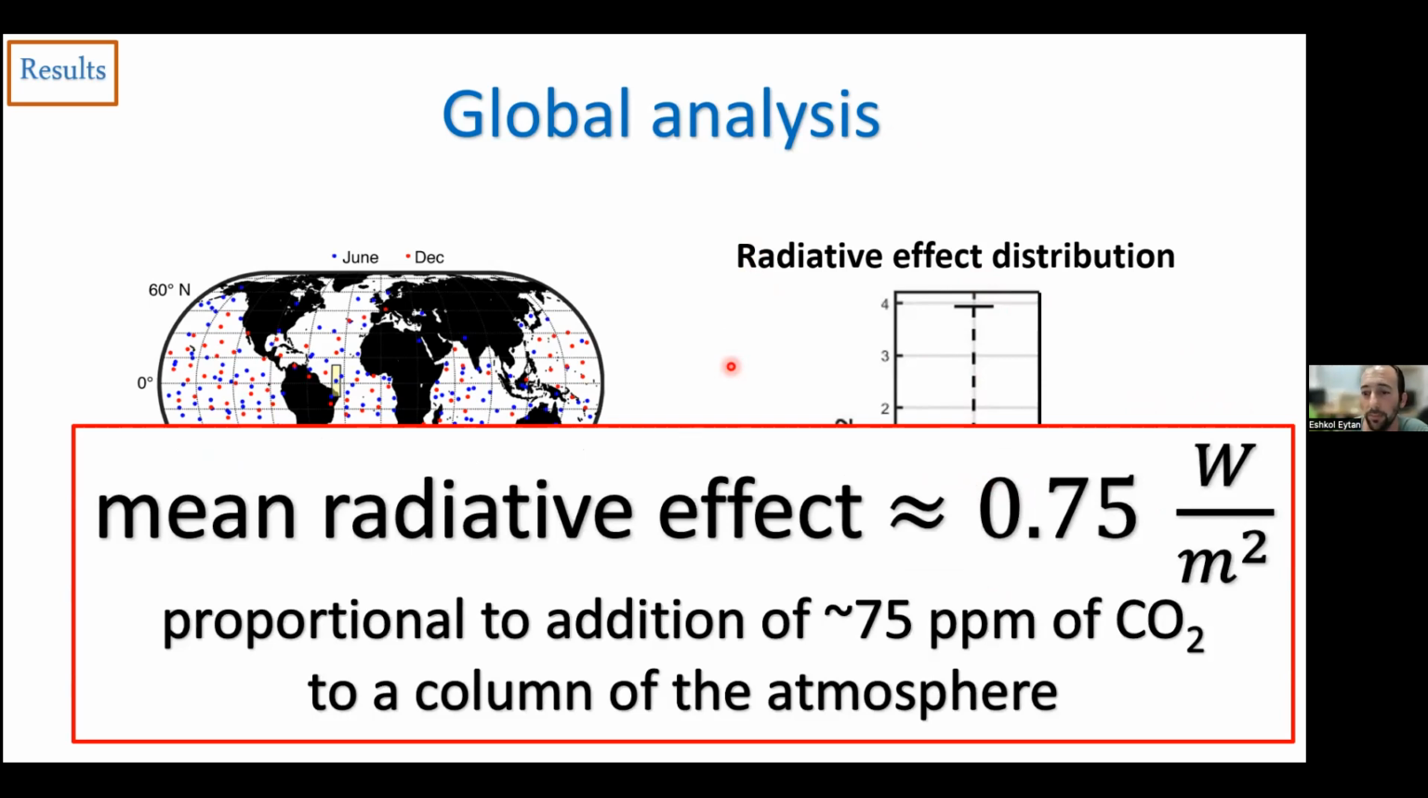And just to give you some intuition regarding this number, it's proportional to an addition of 75 ppm of CO2 to an atmospheric column. So this is equivalent to a very strong clear sky radiative effect.